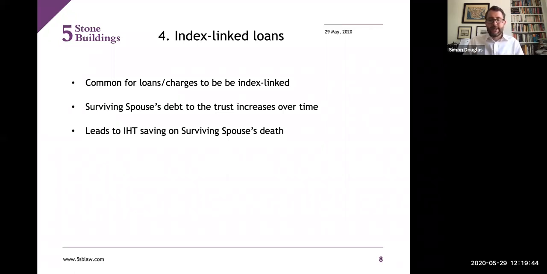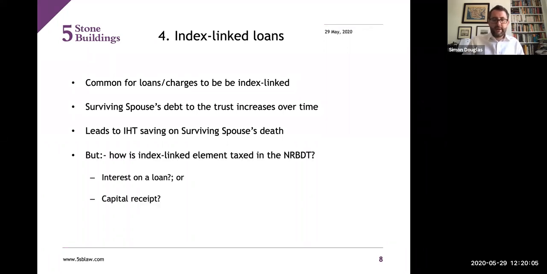I should say that our thinking about this might be changed in light of current circumstances if the indexes have gone down, of course. But assuming that these trusts have been in existence for 20 years, there will most likely be a net increase. So it leads to an inheritance tax saving.